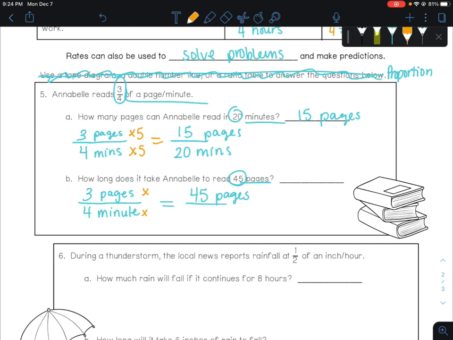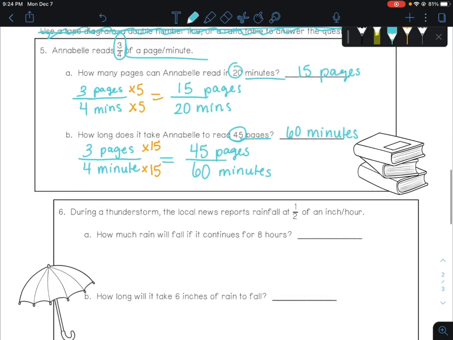This one's a little harder. 3 times 15 is going to give us 45. And 4 times 15, we just did a minute ago, is 60. 60 minutes. So if you wanted to, you could write it as 1 hour. But since it doesn't ask us to do that, we don't have to.